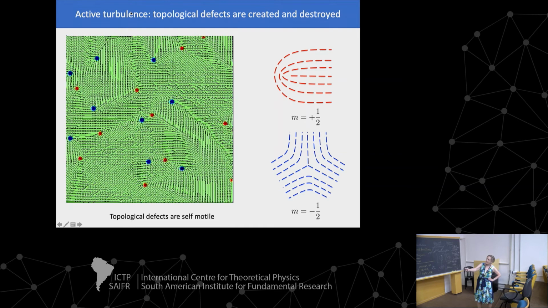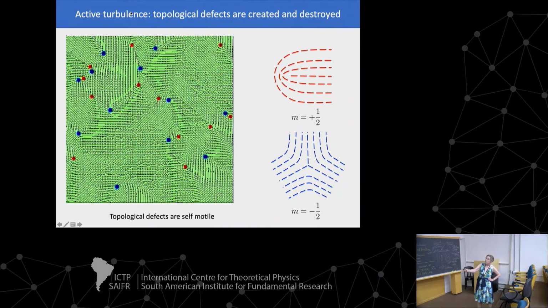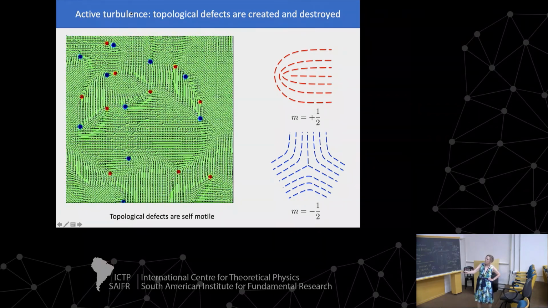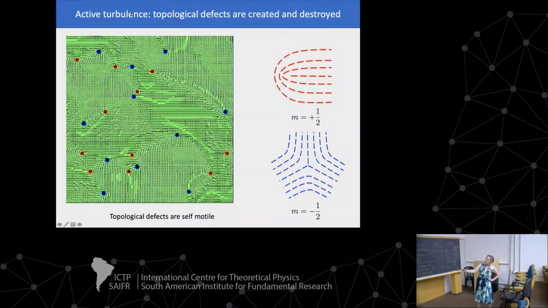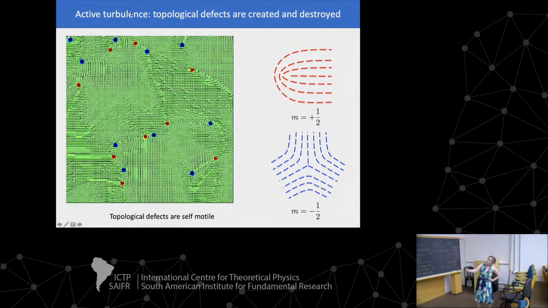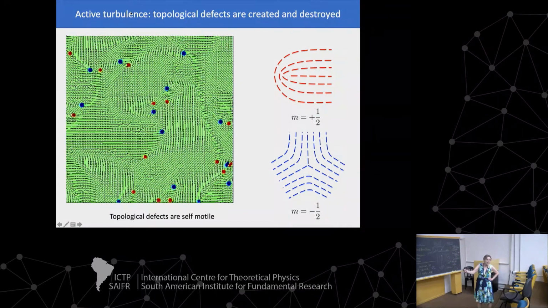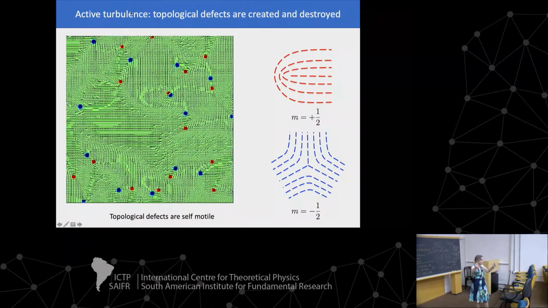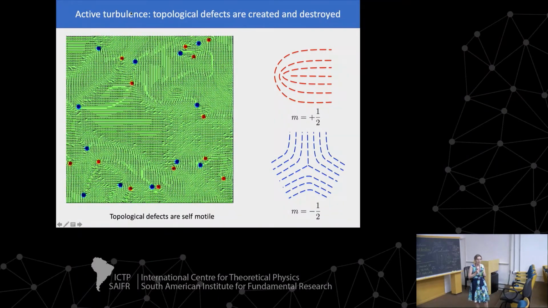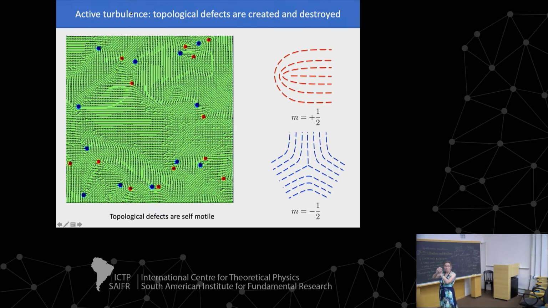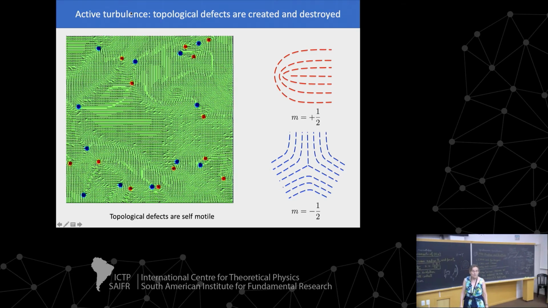What is weird in this system, what's very different, is you get them destroying each other in pairs. But if you look up here, they also get created in pairs. And then they move away from each other. And that's what's different about these active systems. Topological defects are destroyed, just like in the passive systems. But also, you can get them being created. And you always have to have them created as a plus and minus pair to preserve topological charge.